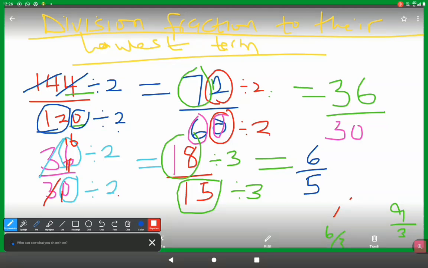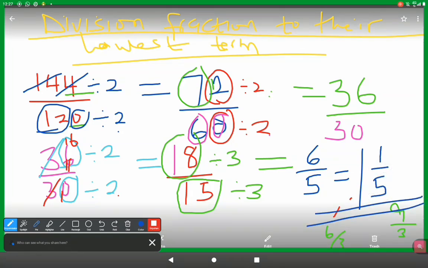But I cannot leave my answer this way because it is an improper fraction. So what do you need to do? You need to change it to a mixed number. So how do I do that? 6 divided by 5 is 1, because there's only one 5 in 6. The remainder is 1. Then you put it over 5 there. So this is the final answer.